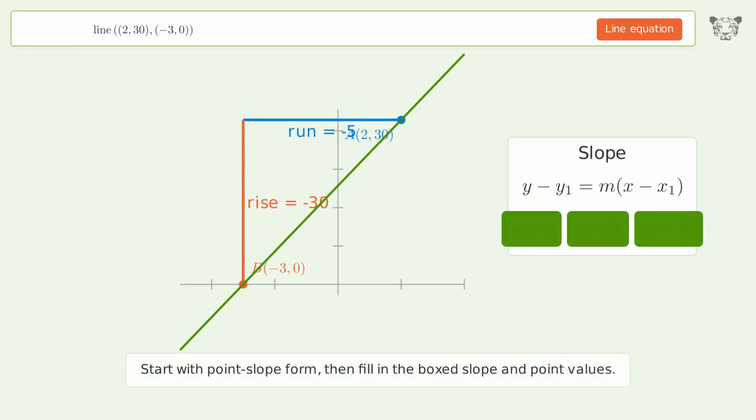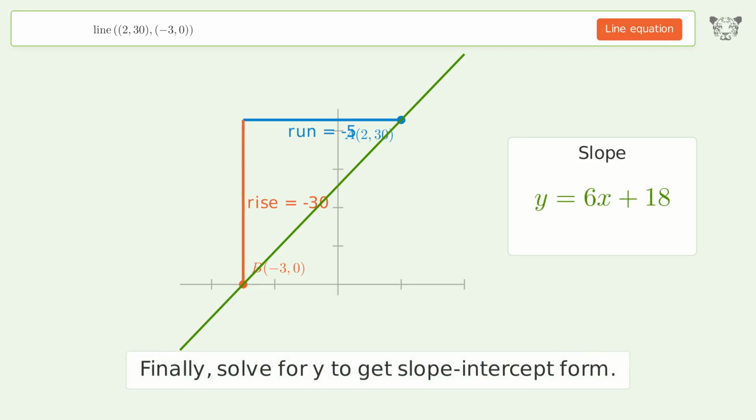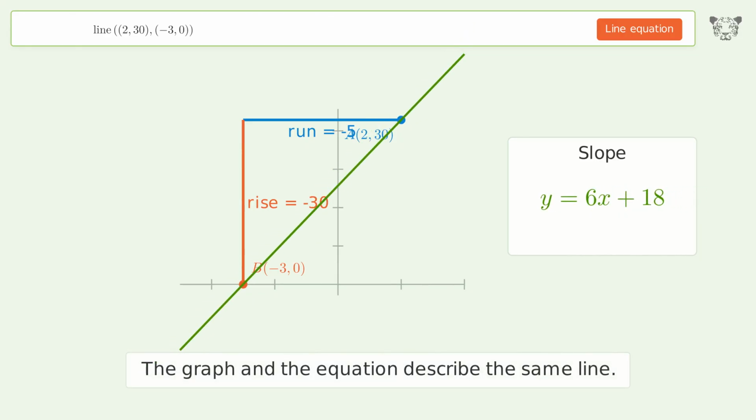Start with point slope form, y minus y1 equals m times x minus x1. Then fill in the boxed values, slope is 6, x1 is 2, and y1 is 30. That gives the specific point-slope equation for this line. Finally, solve for y to get slope-intercept form. The graph and the equation describe the same line.